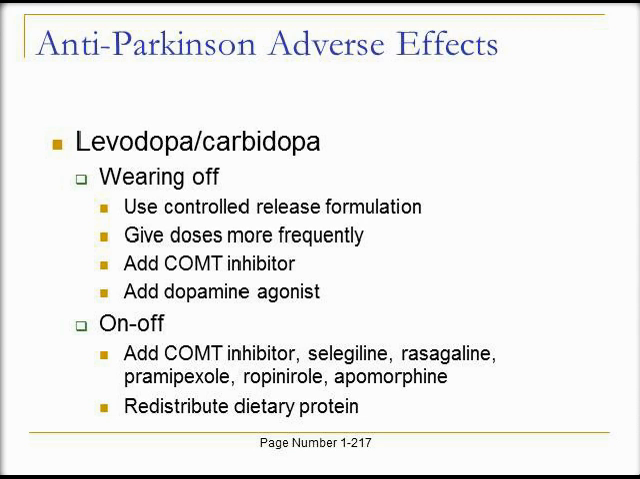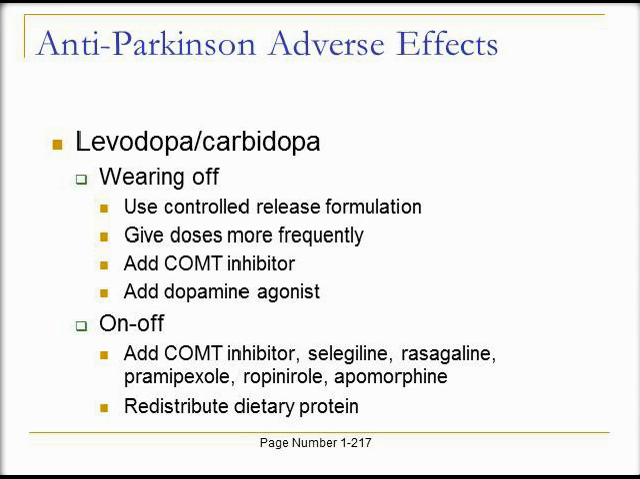Our strategies for them are a bit different. Wearing off is fairly easy to treat. Okay. The obvious thing is to give the doses more frequently. You can also use a controlled release formulation. You can add a COMT inhibitor, or you can add a dopamine agonist, and all of those things work fairly well.